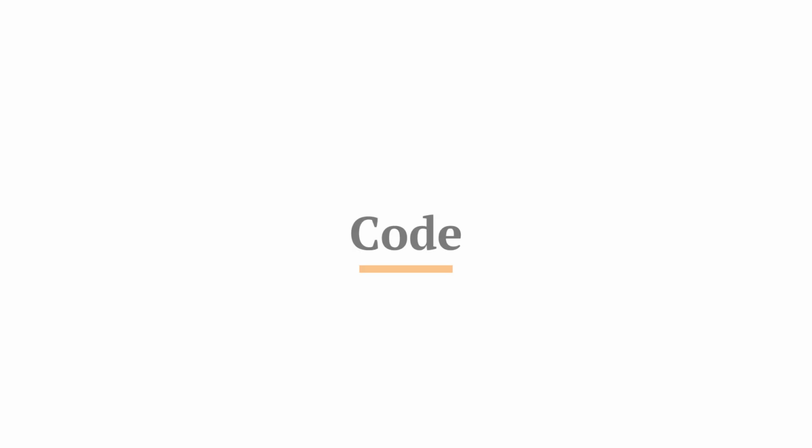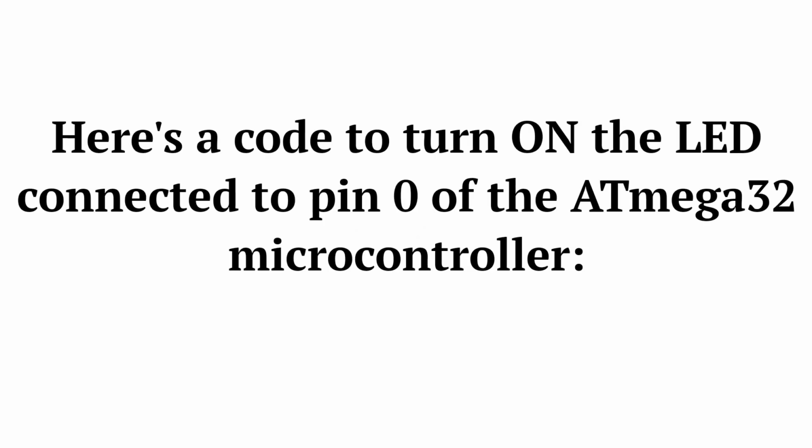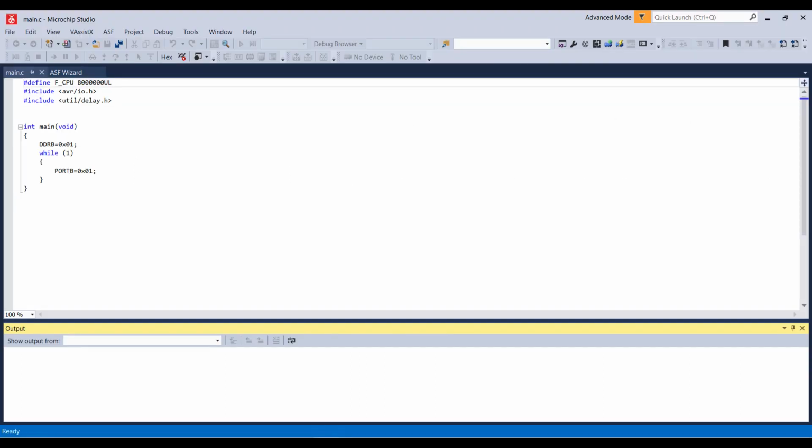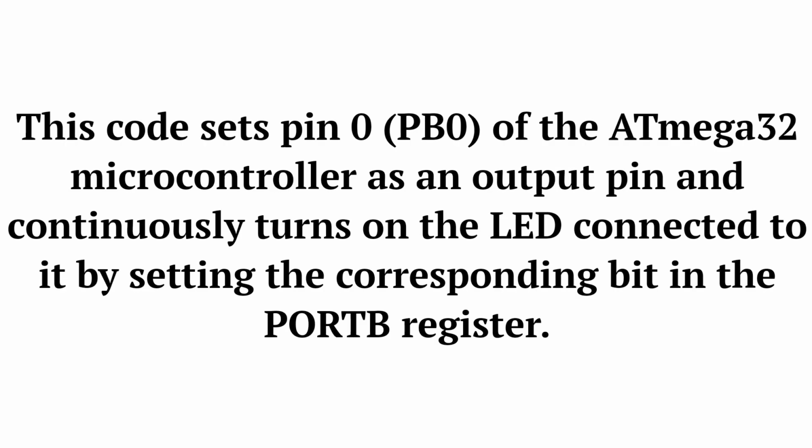Code. Here is a code to turn on the LED connected to pin 0 of the ATmega32 microcontroller. This code sets pin 0, PB0, of the ATmega32 microcontroller as an output pin and continuously turns on the LED connected to it by setting the corresponding bit in the port register.